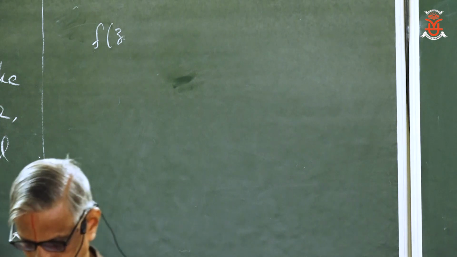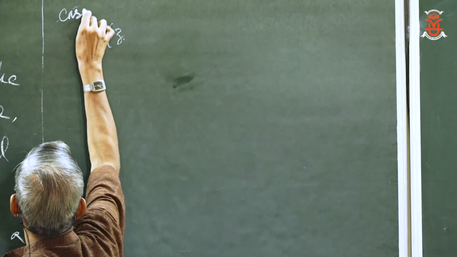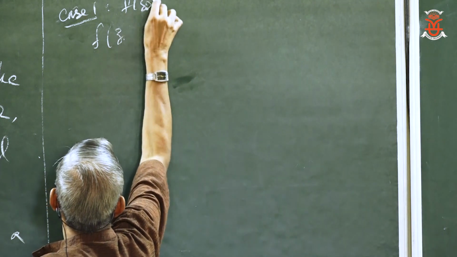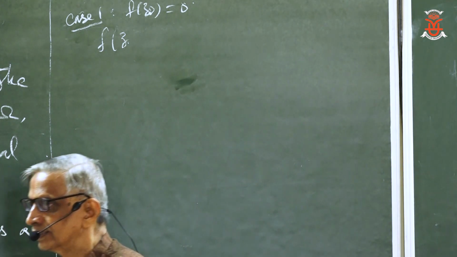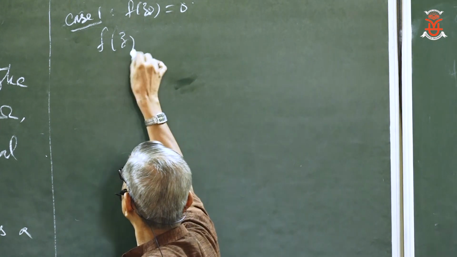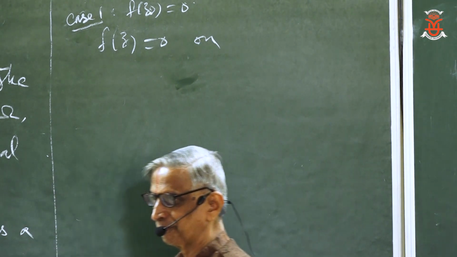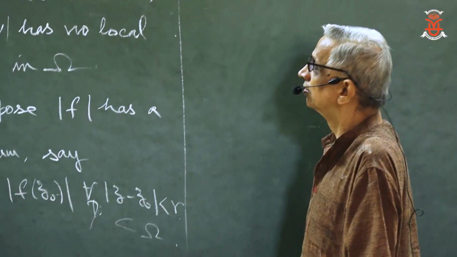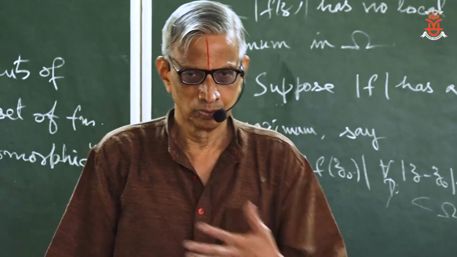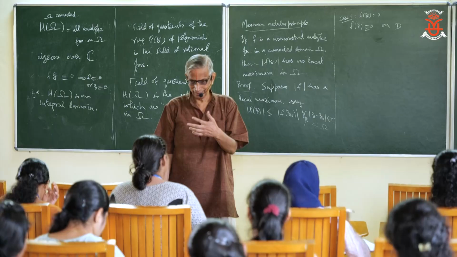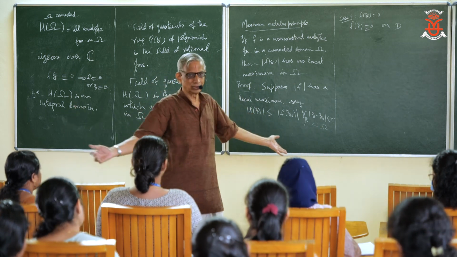Okay, let's consider two cases. Suppose f(z naught) is 0. Then what happens? This tells you that f(z) is 0 on the disk. Okay, we call this disk D, for all z in D. But if the function is 0 on a disk, our identity theorem tells you that it must be 0 on the whole domain, right?